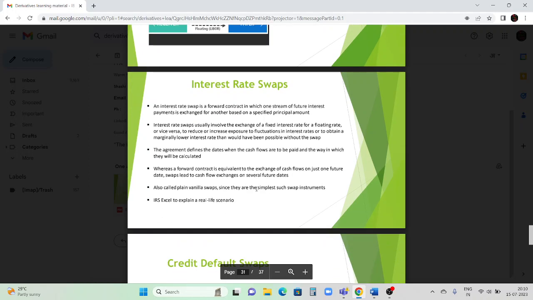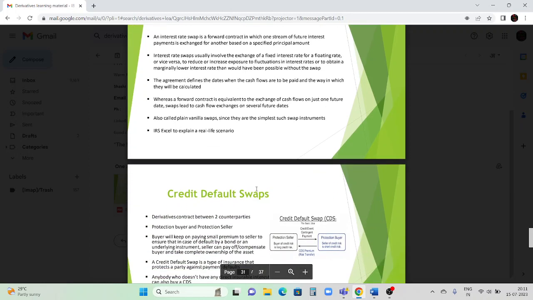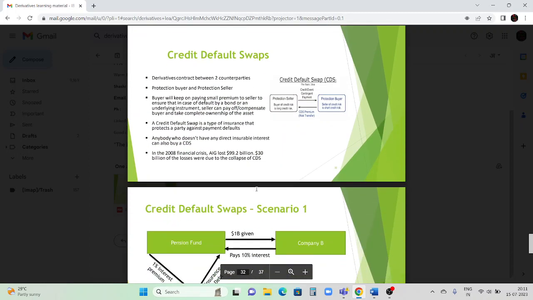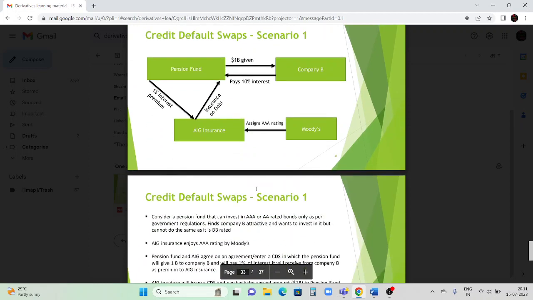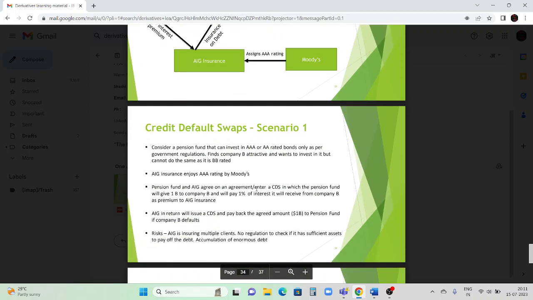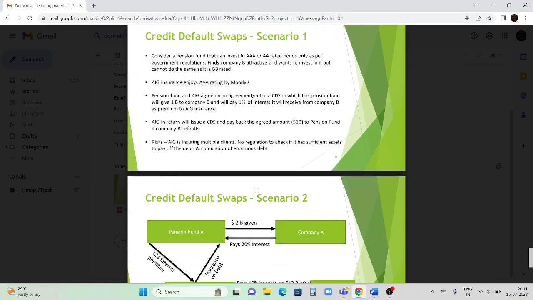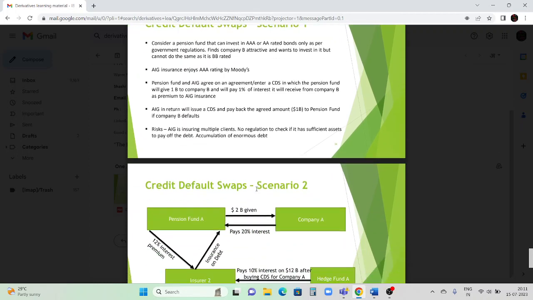What does an interest rate swap mean? It is a forward contract in which one stream of future interest payments is exchanged for another based on a specified principal amount. They have explained about credit default swaps, a derivative contract between two counterparties, protection buyer and seller. Credit default swaps.